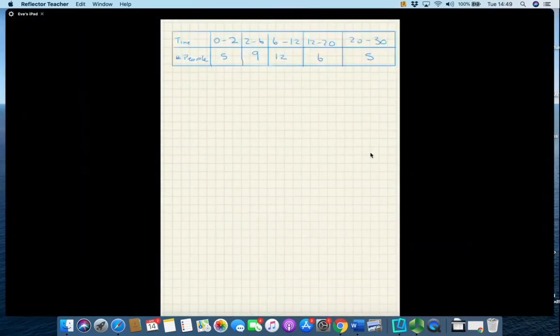There was a note that 0 to 2 means 0 included, but 2 is not. That's important because if there was a value of 2, which category do you put it into, this one or this one?